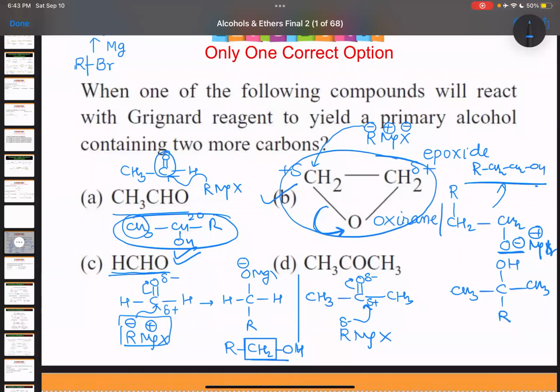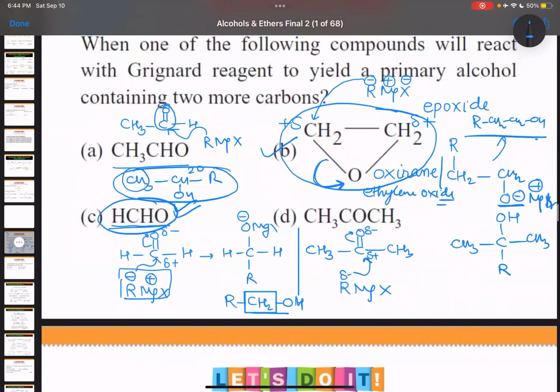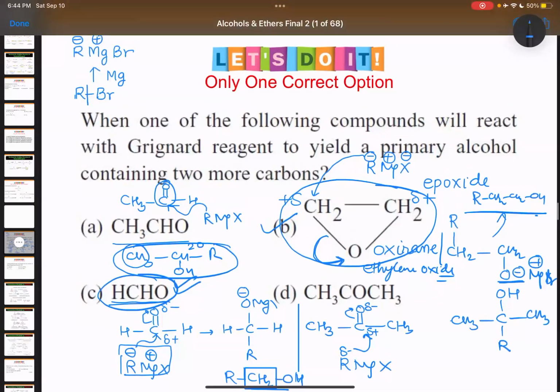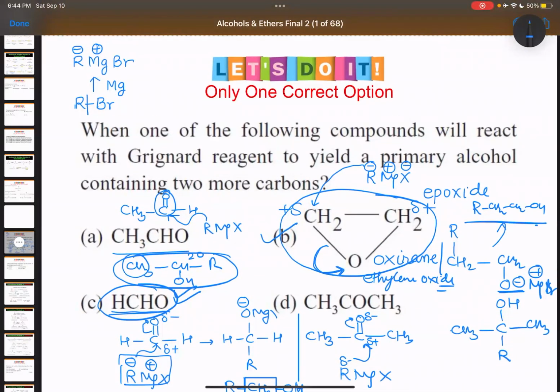The name is oxirane. It has a common name of ethylene oxide. This is the common name of this. Okay. If you want to get a primary alcohol with 1 more carbon atom, you need to react it with formaldehyde. So I hope it is clear. Any doubts on this?